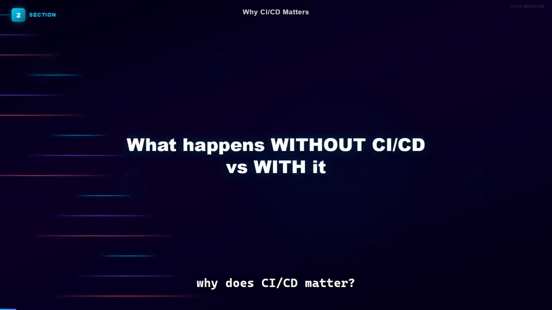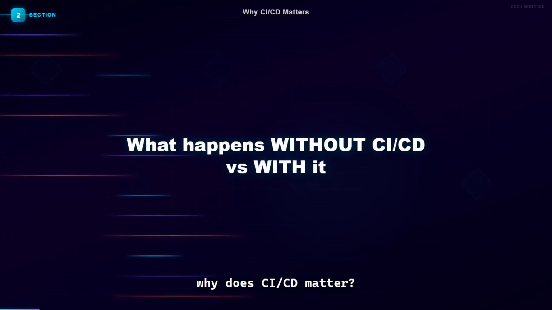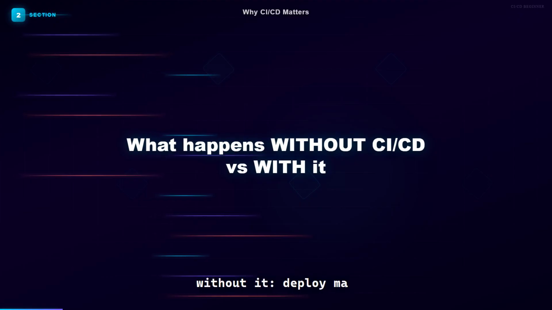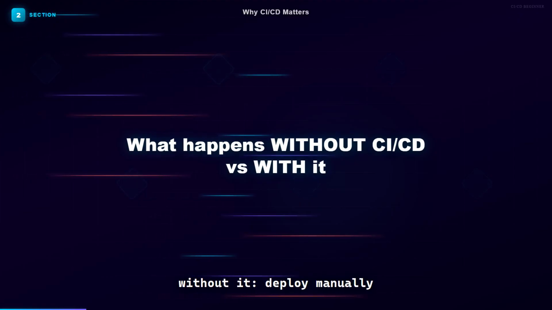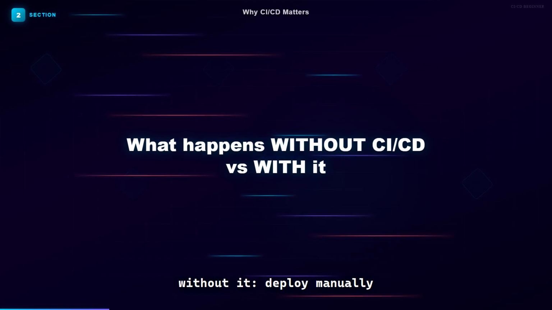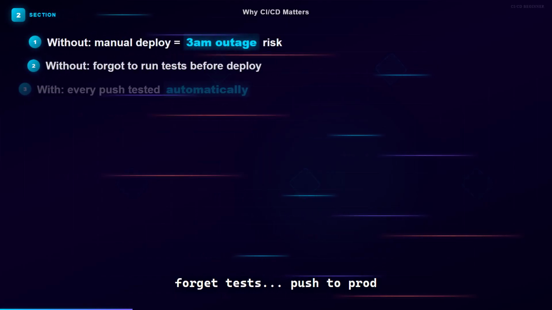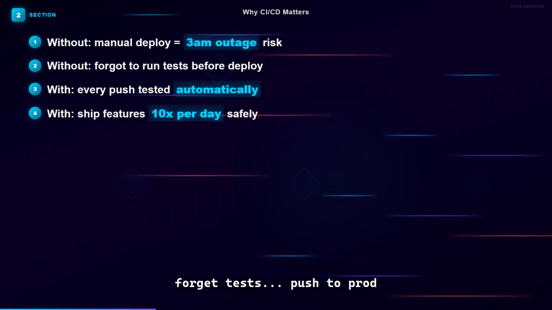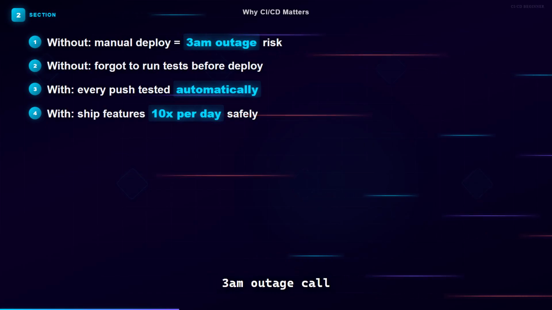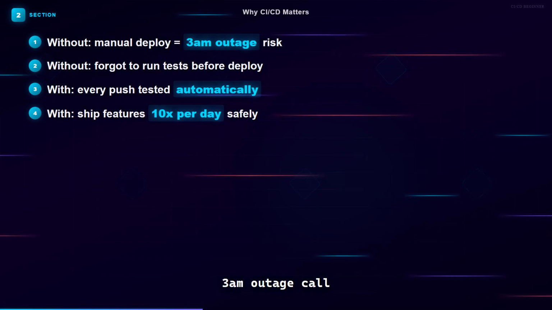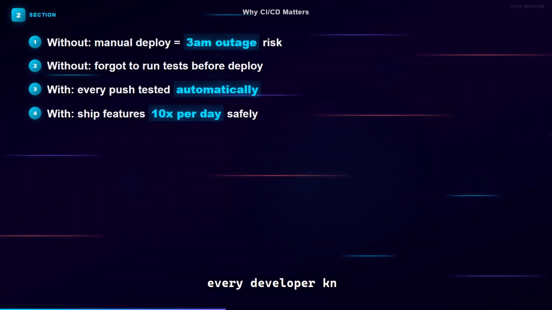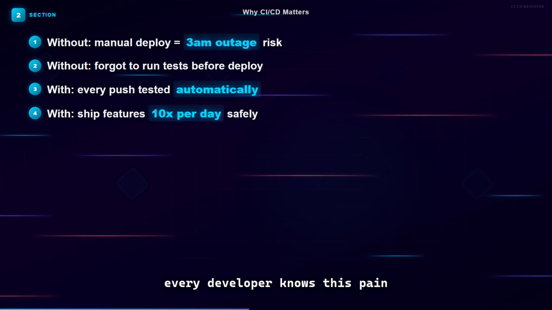Section 2. Why does CI/CD matter? Without it, you deploy manually. You SSH into a server, copy files, restart services, and pray nothing breaks. This is how 3 a.m. outage calls happen. You forgot to run tests. You deployed the wrong version. You made a typo in a command.